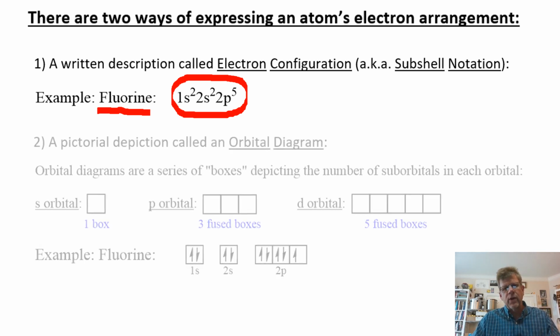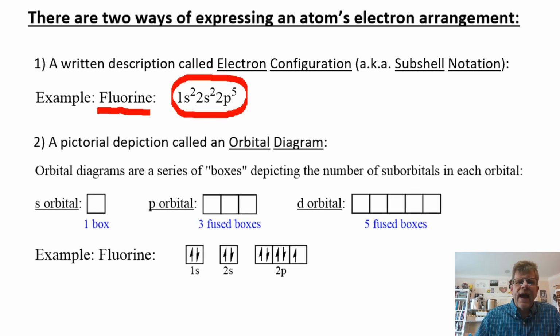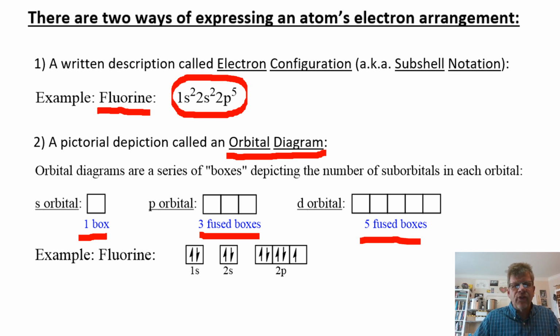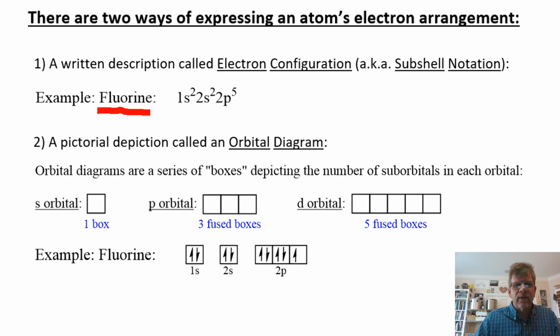The more pictorial description is known as an orbital diagram. Whenever we're writing an orbital diagram, we go back to those boxes which defined our different orbitals. Remember, an s orbital was one box. A p orbital was 3 fused boxes. A d orbital was 5 fused boxes. So these fused boxes are exactly how we're going to be expressing an orbital diagram.